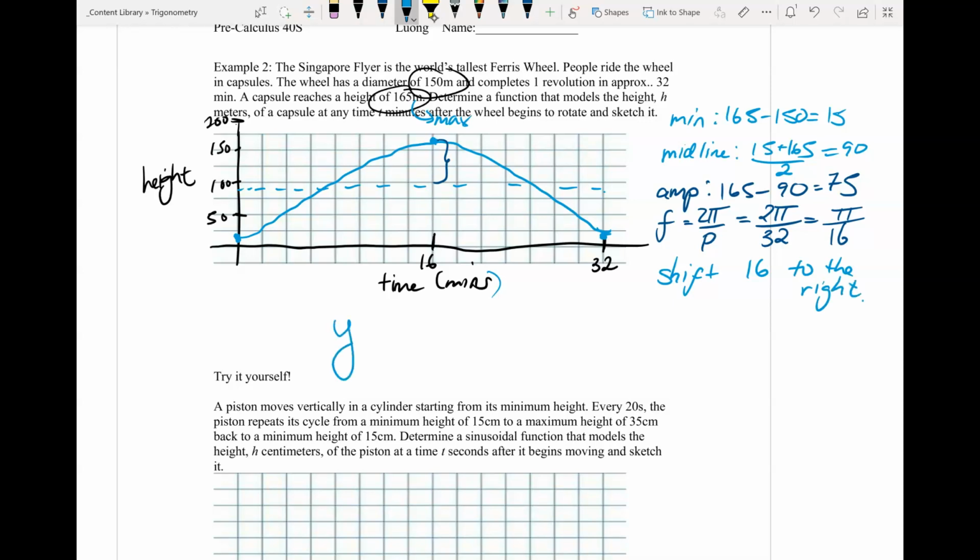So now we can put it all together. Y equals amplitude 75. We use cos. Our frequency is pi over 16. We went 16 to the right and then up 90. So that is one possible equation we could have had.